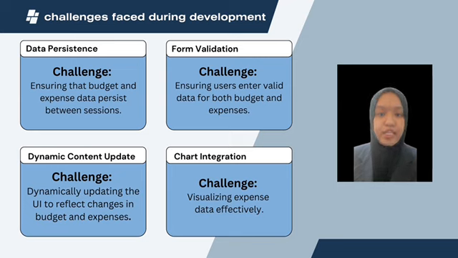And last is chart integration. The challenge is visualizing expense data effectively. So the solution is integrating Chart.js to create a donut chart that dynamically updates as expenses are added or removed. The key steps include setting up the chart configuration with dynamic labels and data, writing a function to update the chart data, and re-rendering it whenever expenses change. And last is managing the chart life cycle to properly update and destroy the chart when necessary, ensuring accurate and responsive visual representation of expense data.